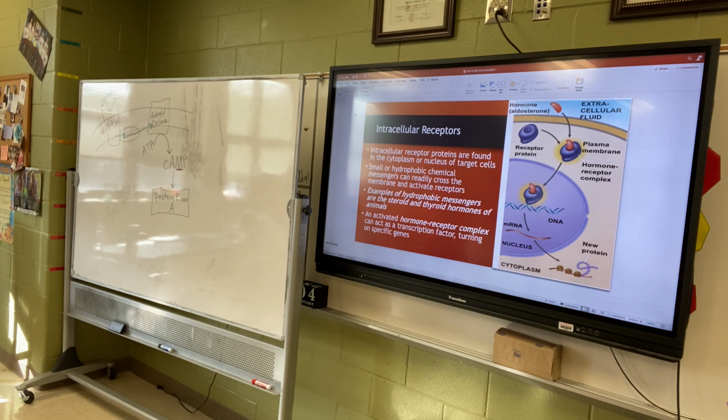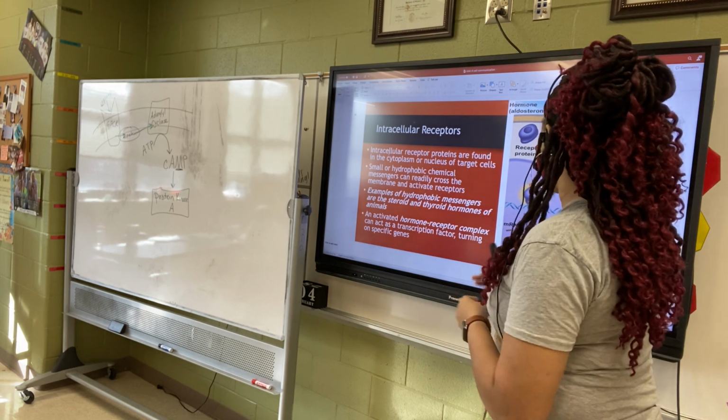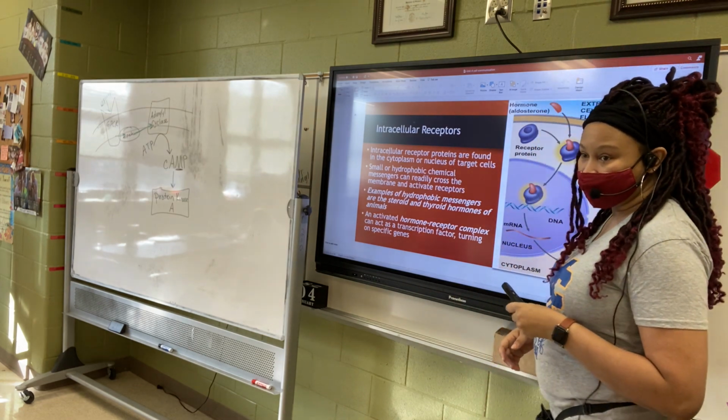Because in order for a protein to be created, DNA has to first be transcribed to RNA. Then the RNA can be translated as a protein. Okay? So transcription factors can actually control which genes are going to be transcribed. That's why it's called a transcription factor.